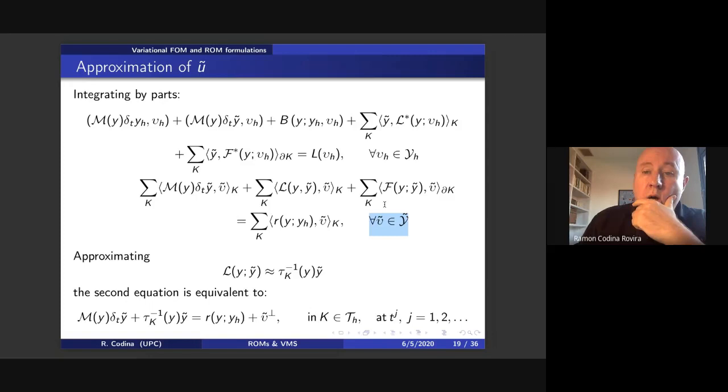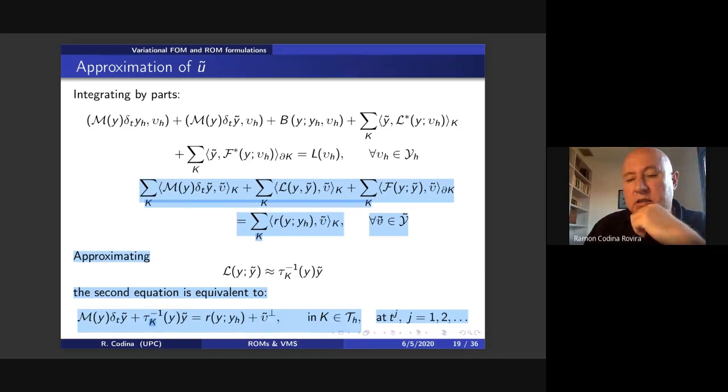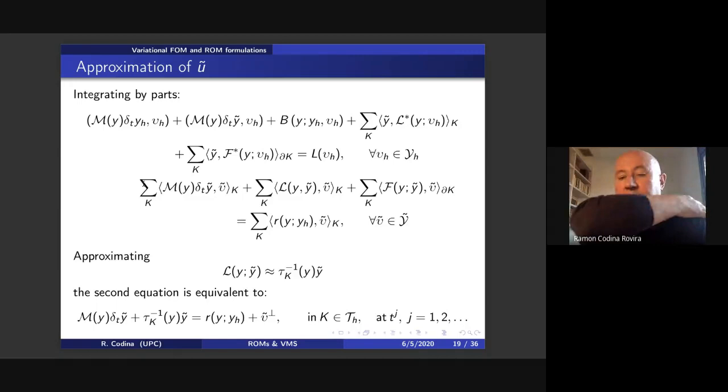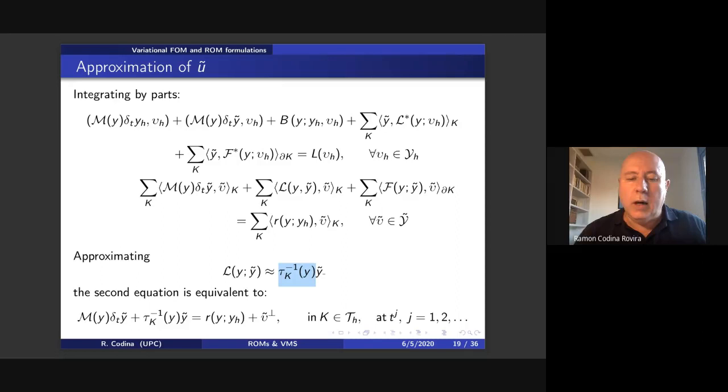Now the point is, of course, if we have to solve this equation, it is as complex as the original problem. That is the equation projected, or tested, in the space of subgrid scales, and it is as difficult as the original problem. So what we do, and what everybody does, is to approximate the differential operator L simply by a matrix tau to the minus one multiplying y. There are different options to justify this crude approximation. You can do it through the introduction of bubble functions or Green's functions or Fourier analysis. That's what we prefer, but there are different ways to do that.